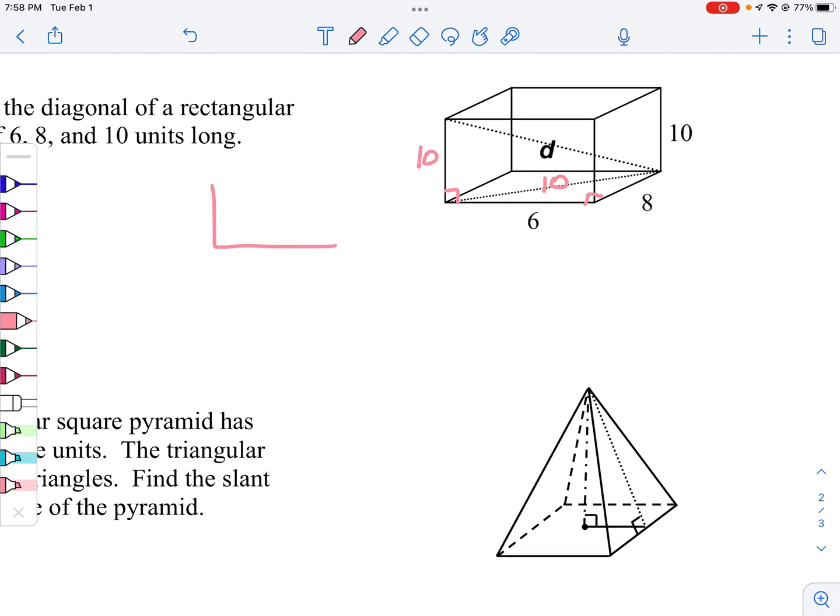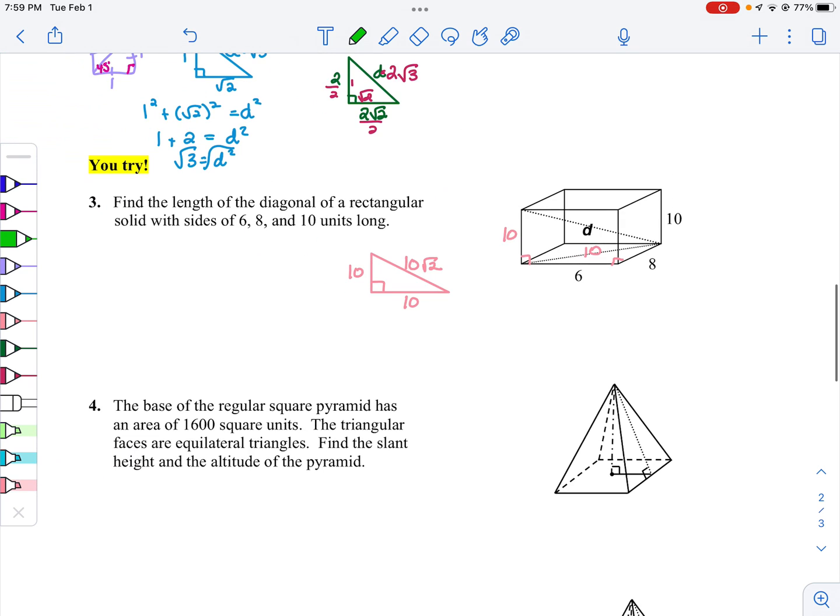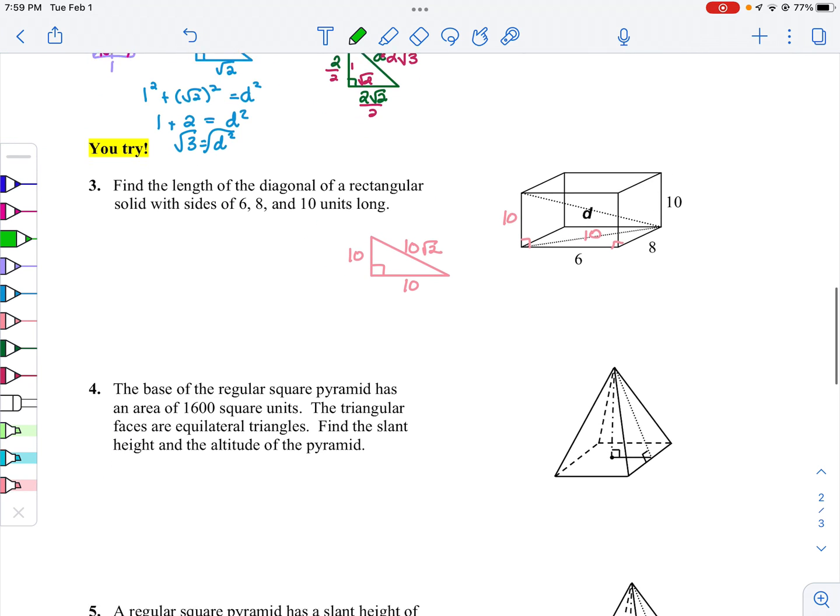So if I were to draw the triangle I'm looking at, I see 10, 10. I'm hoping we recognize this. This is 10 root 2. If you didn't recognize it, you could use your reduction method and you could do the Pythagorean theorem.